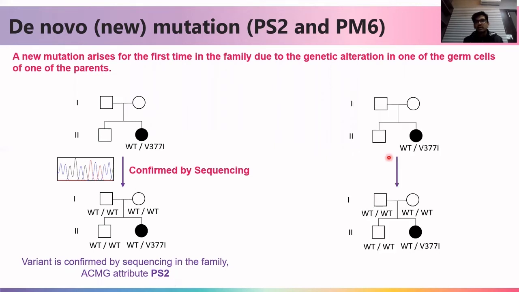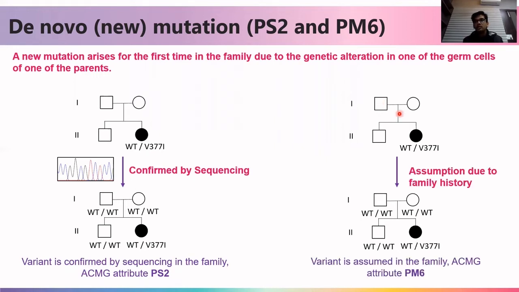Next, if there is a variant, and a similar scenario is there, and if you have not performed the Sanger sequencing or any type of sequencing, or you just assumed based on the clinical characteristics of the family history, and you have marked that mother and father do not have the mutation, only the child has the mutation, in that scenario, you will put it as PM6.